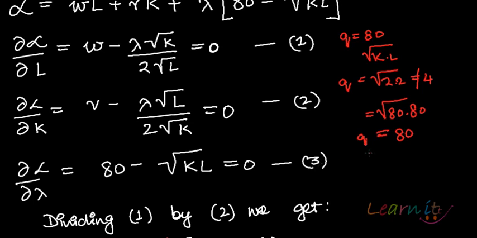Fine. And that would give you the minimum cost. That is 80 into 2 plus 80 into 2. You will have the cost of 320. Can you find some other combination which can also produce 80? But still, that would not be a minimal cost.